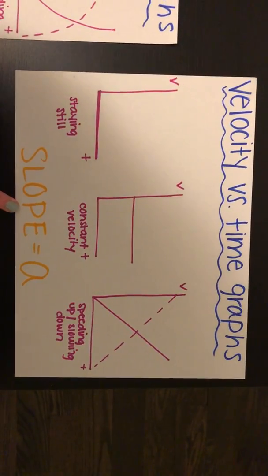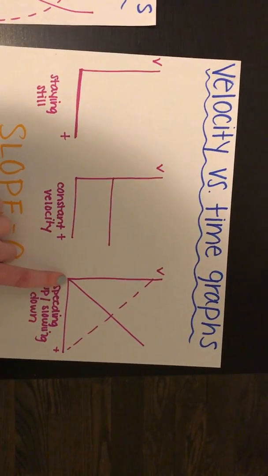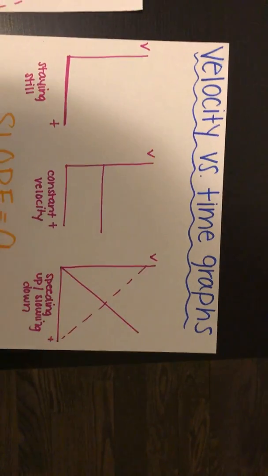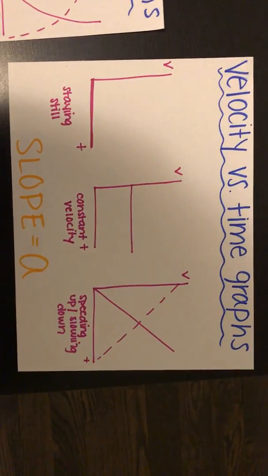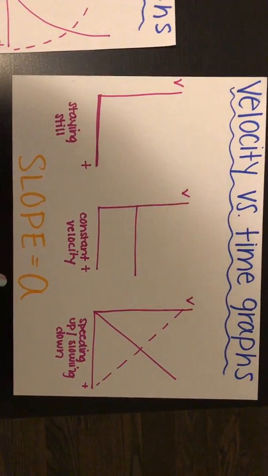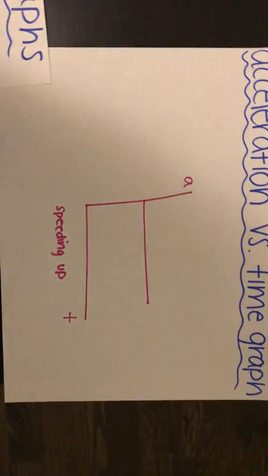The slope of a velocity graph is the acceleration. For this third graph, you start at 0, and as time goes on, your velocity is increasing. Therefore, you must be speeding up. So if we just take a look at the slope of the velocity versus time graph, we can learn about the acceleration. Our final graph is our acceleration versus time graph.